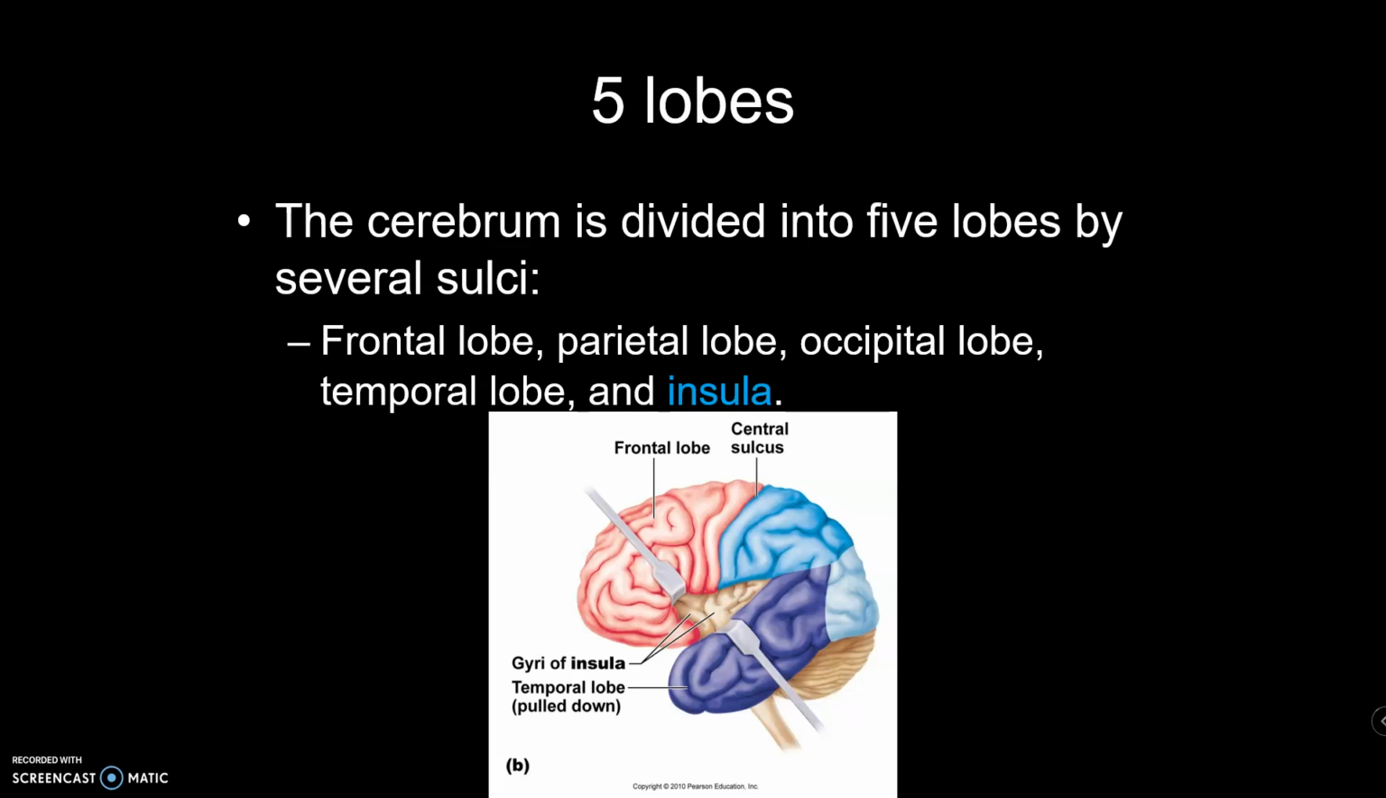Now, superficially, your brain has 4 lobes, but if you look a little deeper, there is a 5th lobe. The 4 superficial lobes are color-coded for you in this picture as pink and then a bunch of blues: light blue, middle blue, and dark blue. The pink is the frontal lobe. Part of the pink and blue is the parietal lobe. Light blue is the occipital lobe. Dark blue is the temporal lobe.